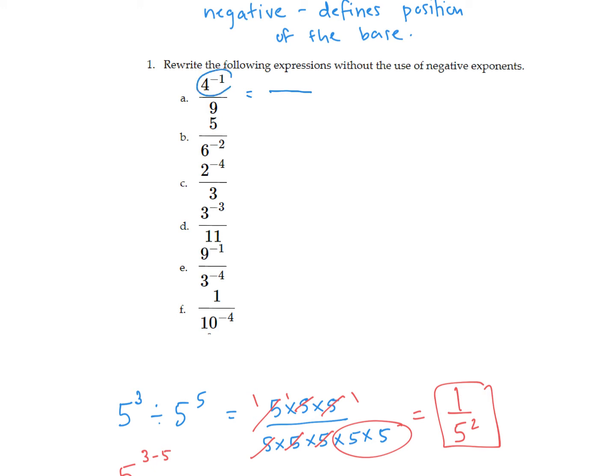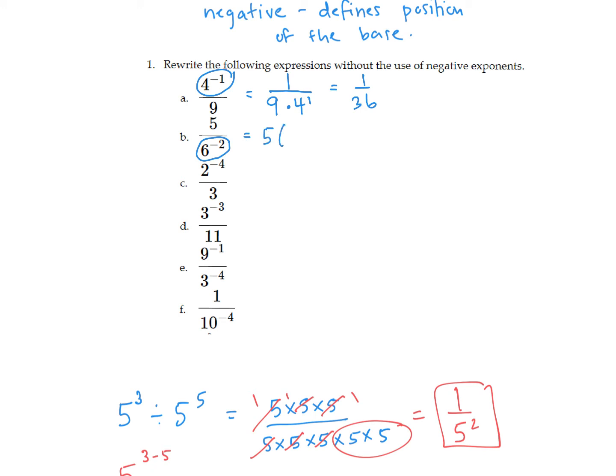Here I see a 4 with a negative exponent. That means it's going to move to the bottom to make it positive. There's already a 9 there. If I move the 4 to the negative 1, I just have 1 left. The 9 does not move because it does not have a negative exponent. We're not going to move anything that does not have a negative exponent. In B, the 6 has a negative exponent, the 5 doesn't. So the 5 is going to stay where it is.